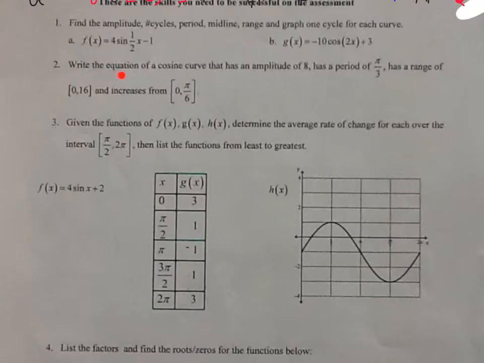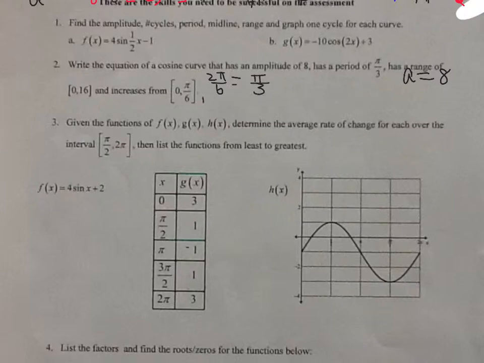Okay, so number 2 says to write the equation of a cosine curve that has an amplitude of 8, has a period of pi over 3, and has a range of 0 to 16, and it increases from 0 to pi over 6. All right, so since my amplitude is 8, that means my A is equal to 8. And they give us the period. Now the period, we'll use that to get our B value. So remember, the period is 2 pi over B, and that has to equal pi over 3.